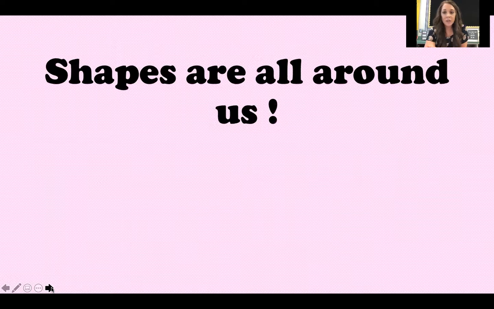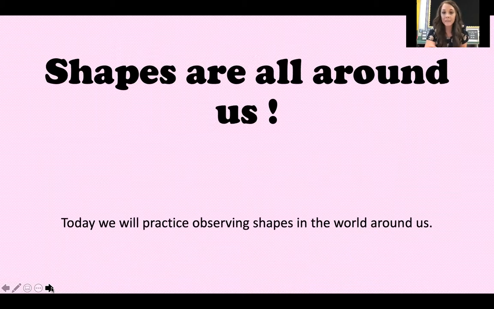And this says shapes are all around us. Look around you where you're sitting right now. Look at all the different objects you can see and notice that they are all shaped differently. Do you notice that? All right. Today we will practice observing shapes in the world around us. Okay, here we go. I'm going to show you some pictures of some different objects that we see in our real lives or in our day-to-day lives. And then we're going to see if we can figure out what shape this is. Are you ready? All right.